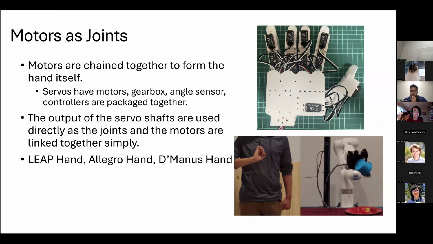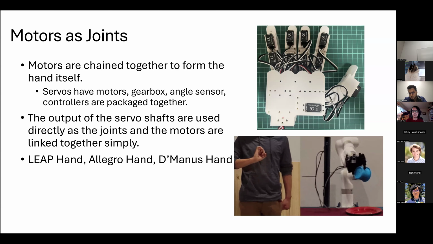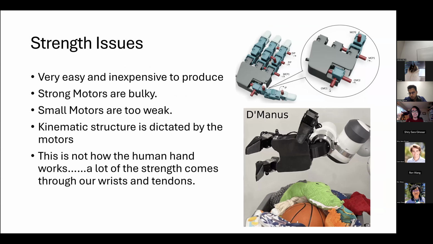And you'll see this in many hands. Leap hand does this, and Allegro hand and D-Manus hand have commonly been used and use this design. The good news is this is very easy to produce. You take the servo motors, you chain them up, and you can control them very easily. However, the main problem is that strong motors are really big, which makes the robot hand really big. And if you use really small motors, they're typically much too weak.